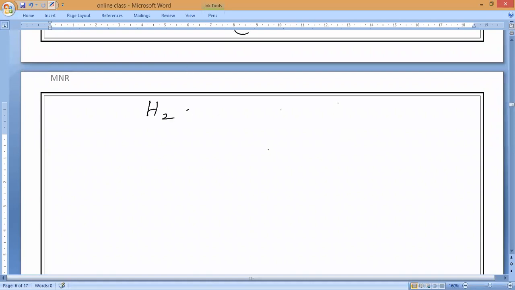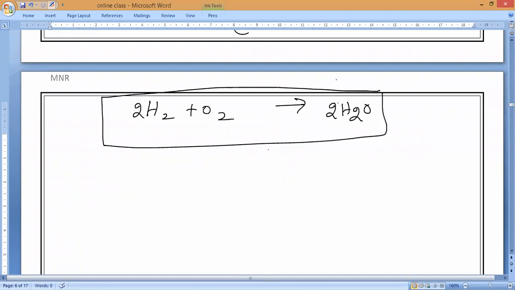H2 plus O2 will give you what? Shakti? 2H2. Is it yes or no, guys? 2H2 plus O2 will give you 2H2O. Now, if I just give this equation, still so many problems will be there. What is the problem, sir? Almost the equation is balanced, correct, sir?